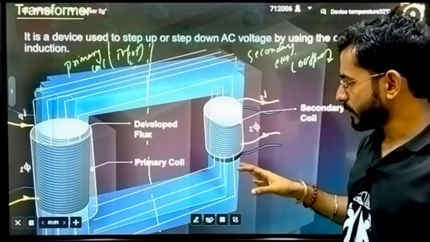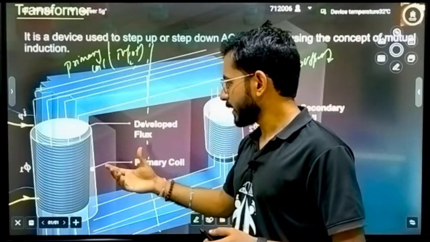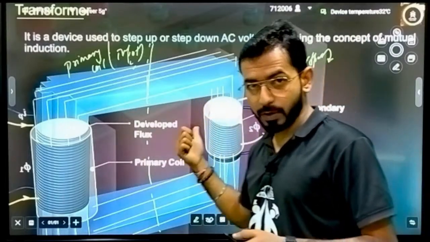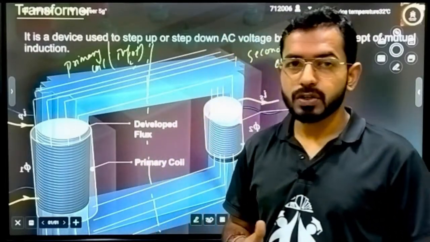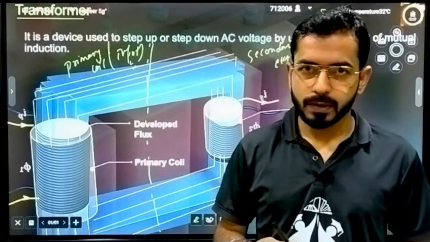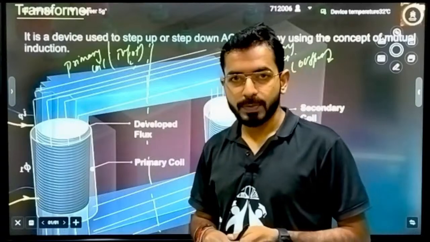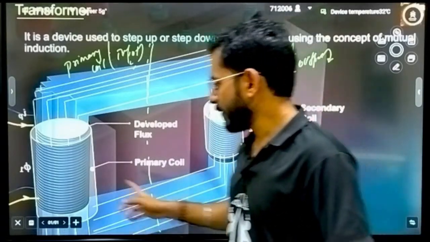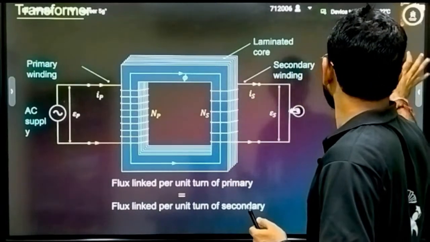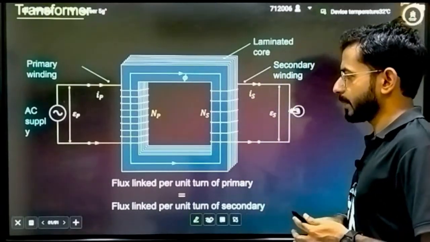The same flux is transferred here because they are connected, and the flux passing from here creates the same flux passing from there. If there is a change of flux, EMF will also be generated, correct? Due to the change in flux, by Faraday's law, EMF is induced. I will explain on the actual diagram that you have to draw in the exam.